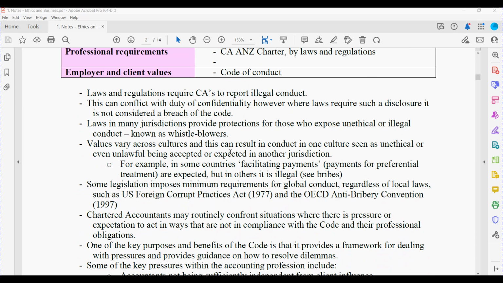So that's where you have this caveat that in that specific scenario, it's not considered a breach of the code. And similarly, under laws, there's often many protections for those who expose unethical or illegal conduct, i.e. whistleblowers. And this is to try and encourage that behavior and address that issue of fear of penalties or retribution or breaking codes and things like that.